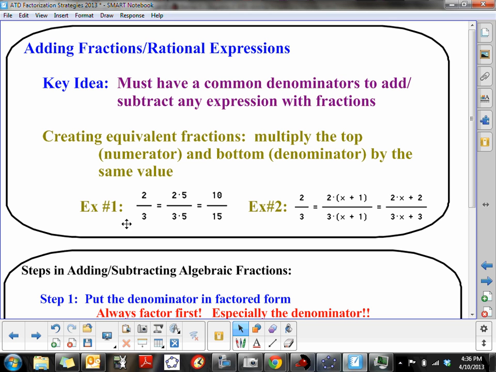So I have a couple of examples here. If I have 2/3, one way I can create an equivalent fraction is to multiply on both top and bottom by 5, and it creates an equivalent fraction as 10/15.